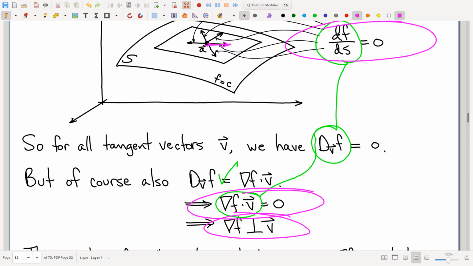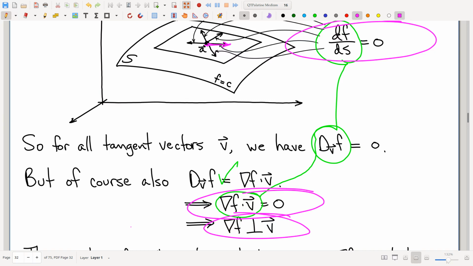Wait, could you draw out that picture in say R2? Oh, well, yeah, that'd be a different picture. If f only had 2 variables, then the level set wouldn't be a surface in space. It would just be a curve in the plane. So a curve in the plane, but the same deal. Any vector tangent to that level curve, the function's not changing.